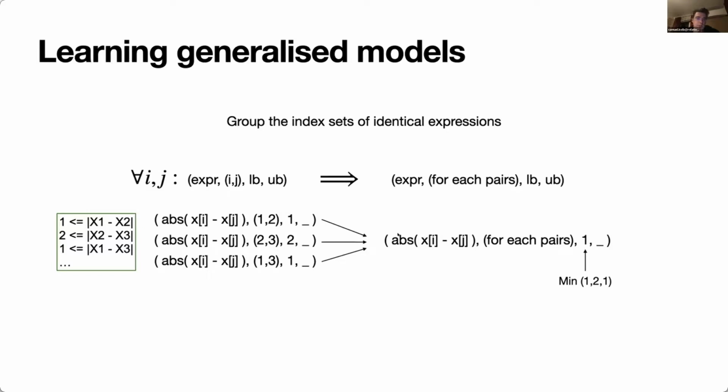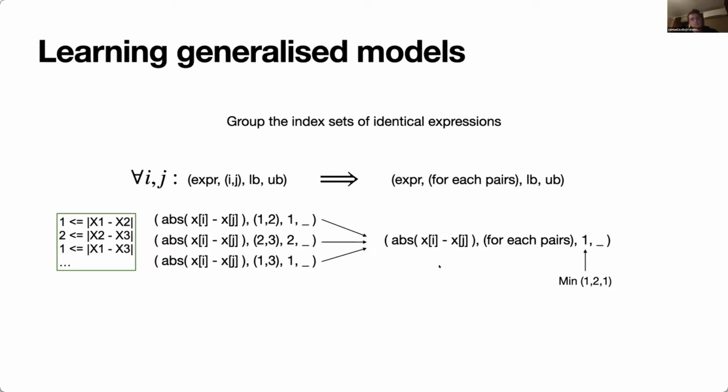So the constraint absolute value of xi minus xj. Instead of having two hard-coded indices, we have a generator expression for each pair. But it could also be for each sequential pair, or for all even pairs, or for all odd single unary variables. And then we look at the bounds, and we compute it by aggregating over the bounds of the single tuples that we have on the left side.